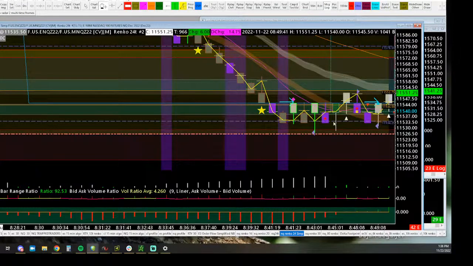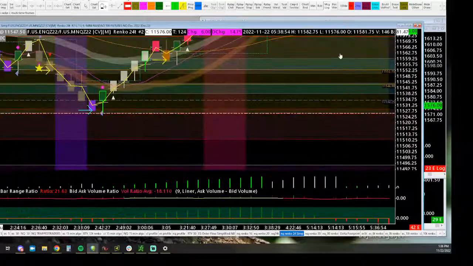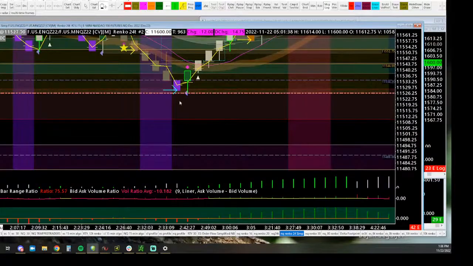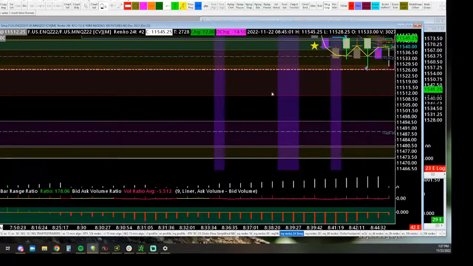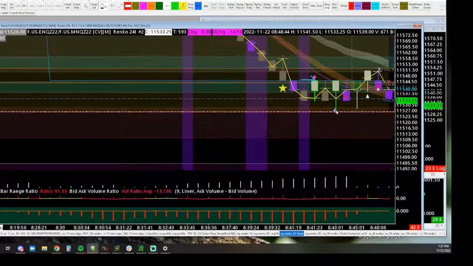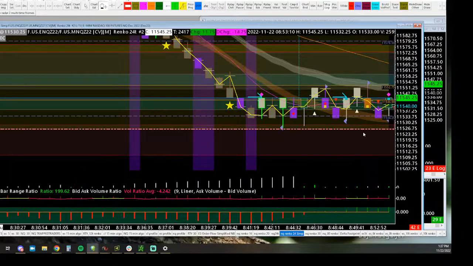So they're testing and probing under the voodoo range level that's so important, 11,534.25. We confirmed it was important back here, right? We knew that it's activated because we tested under it and found buyers. We knew that was important. And look what they do when they come into that level. They buy, they buy, they buy, they buy.